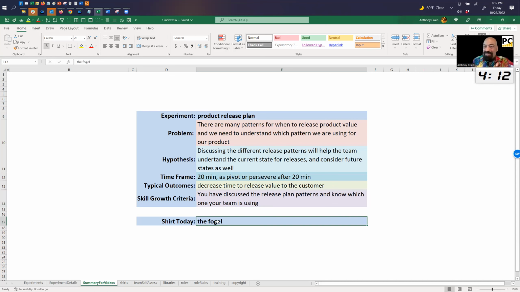Okay. My shirt today, by the way, for those who are apparently interested, is the fogel. So thank you very much.